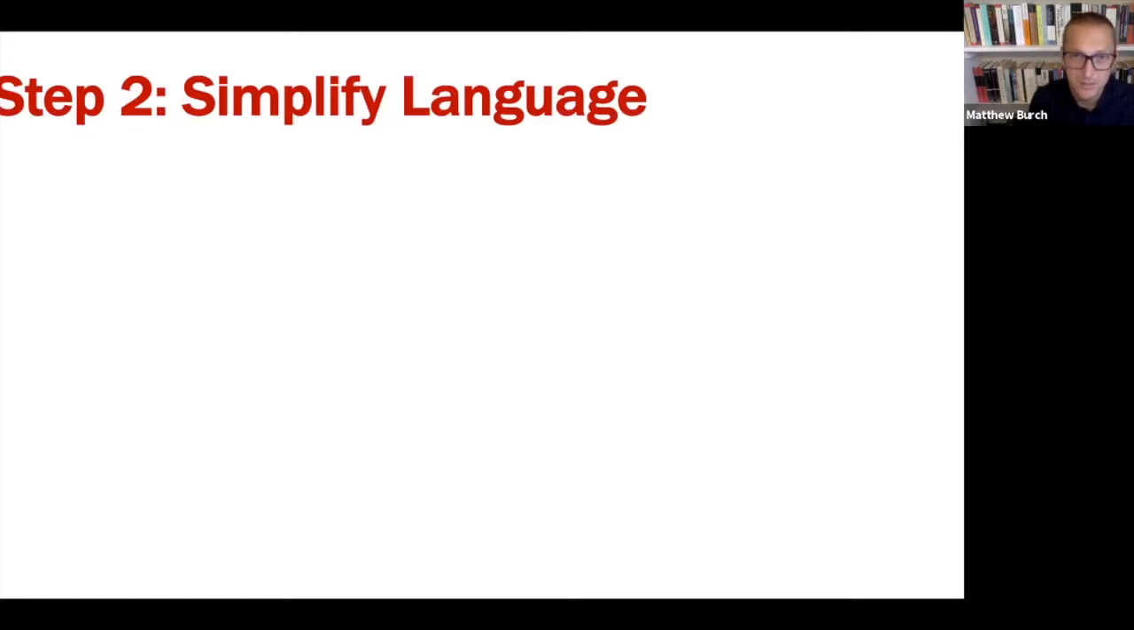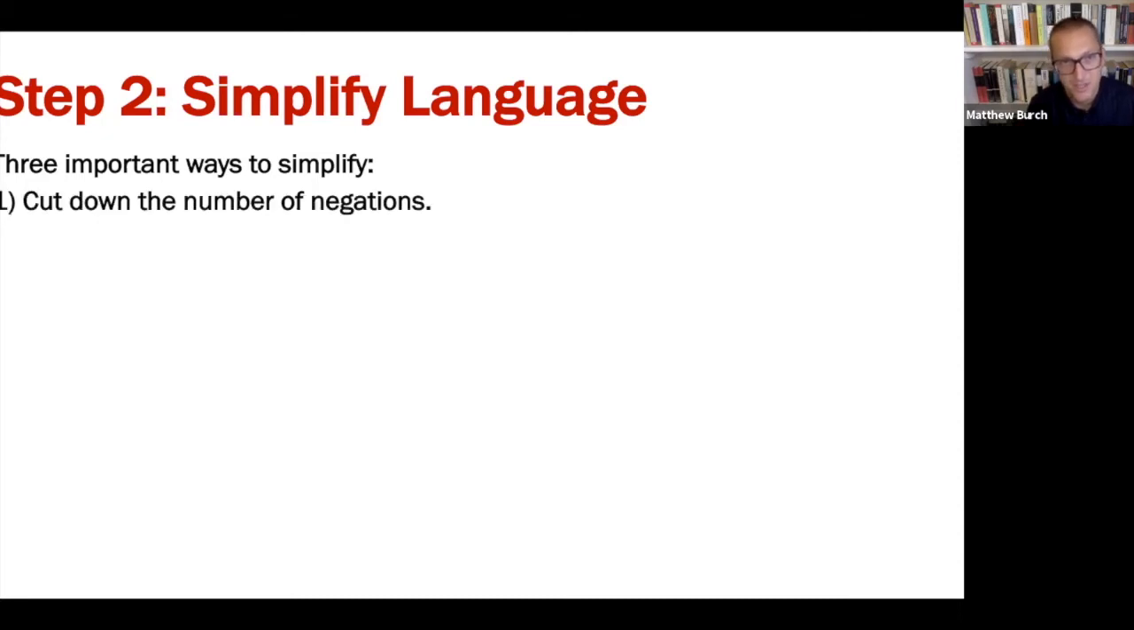Step two in the process of argument reconstruction is just simplifying the language. So you want the language to be as simple as possible because you're trying to present the argument in the clearest possible way. So there are three important ways to simplify. You should try all these strategies.